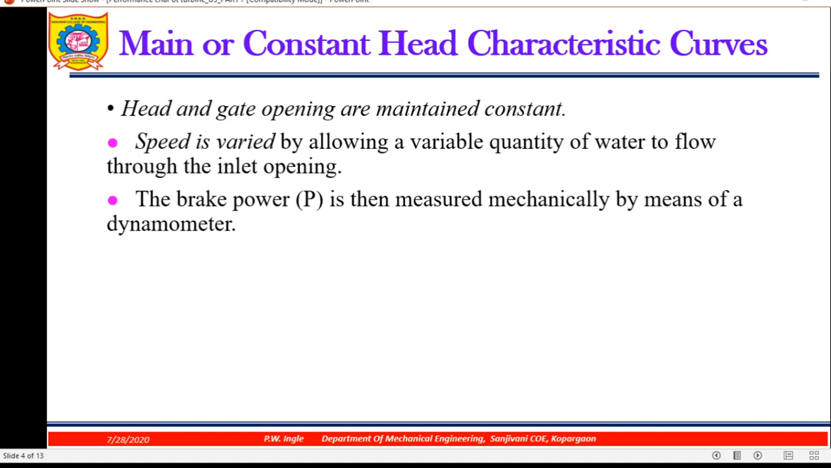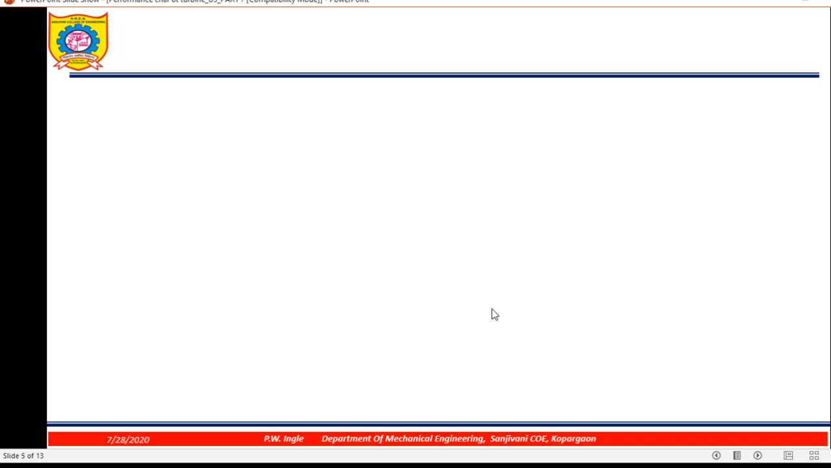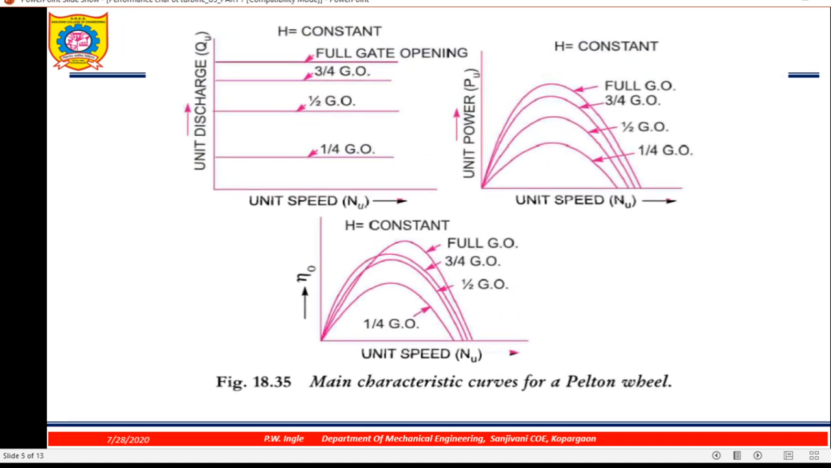Then you have to measure. Here I am reading the statements. Speed is varied by allowing a variable quantity of water to flow through the inlet opening. The brake power is then measured mechanically by means of a dynamometer. The overall efficiency and unit quantities are then calculated using the basic data, and these are plotted against unit speed as abscissa. So unit speed will be on the x-axis.